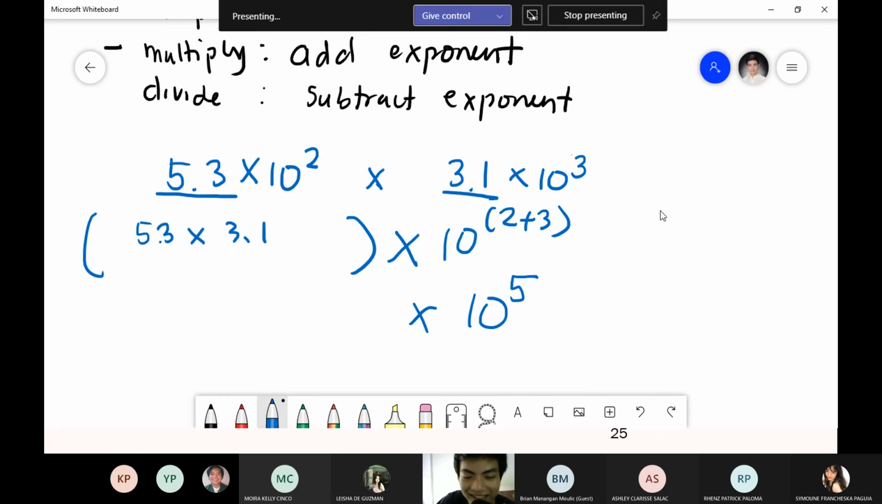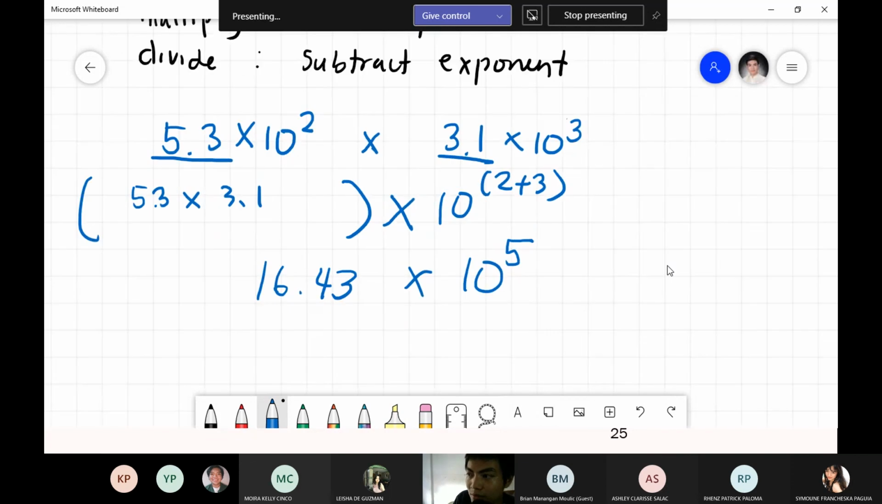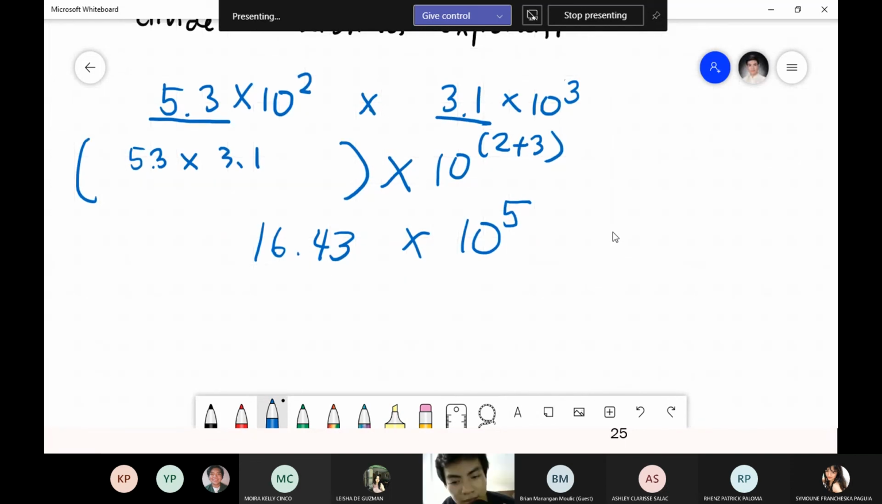Cannot be. Kakalkyo ko. Hindi na kaya. Ang aking utak ay natutulog pa rin. 3.1. Okay, so that's 16.43. Oopsie. Okay, so that's the answer.